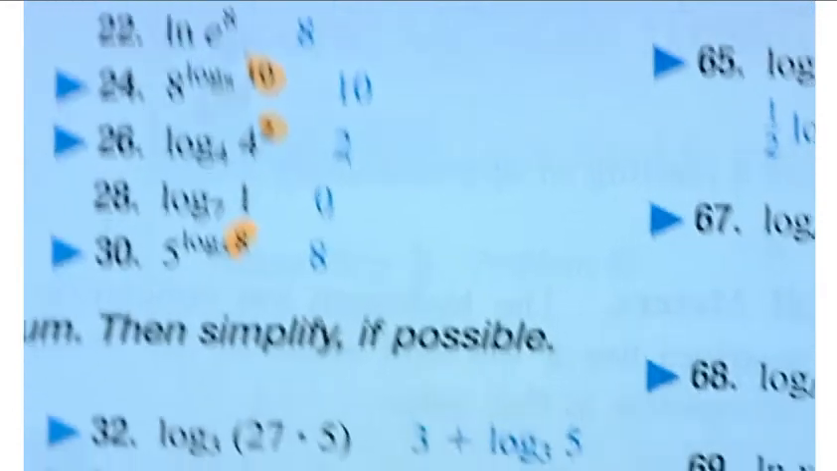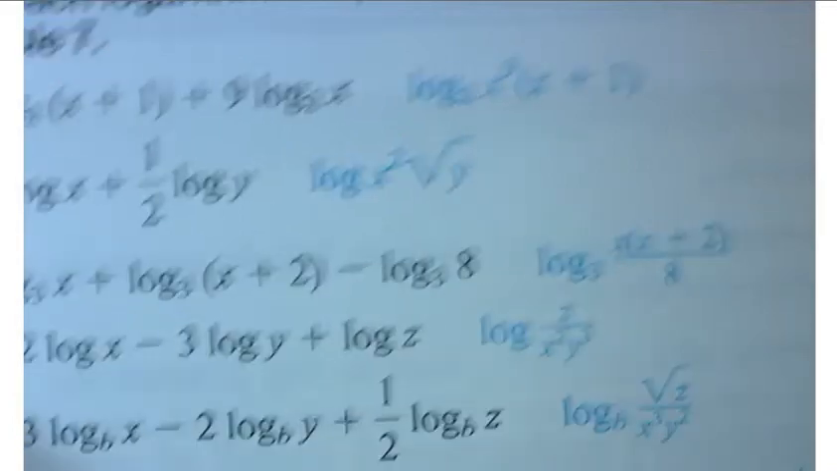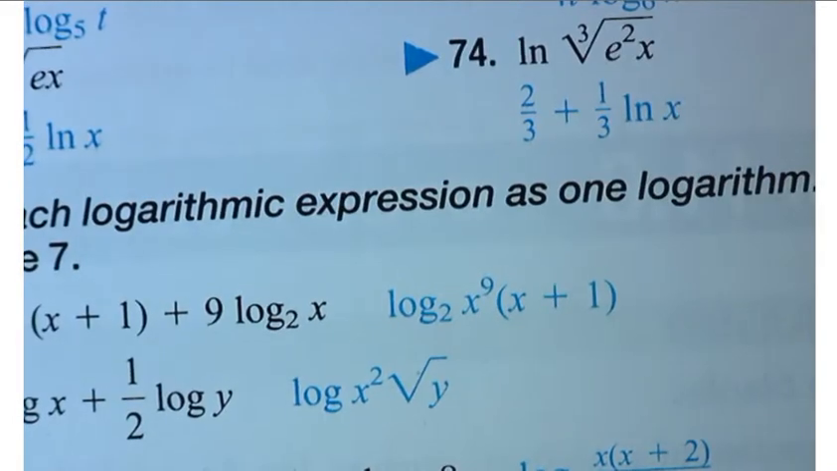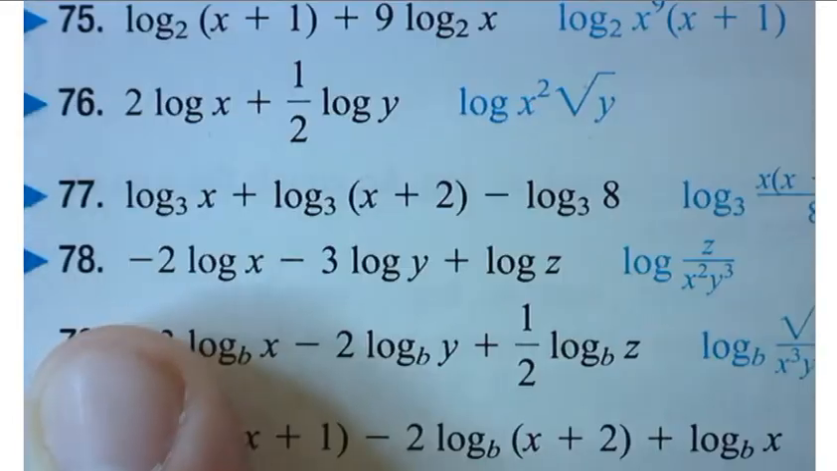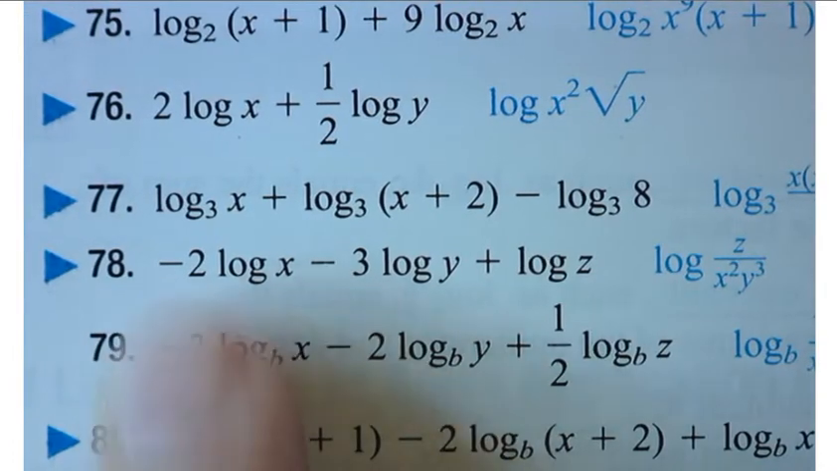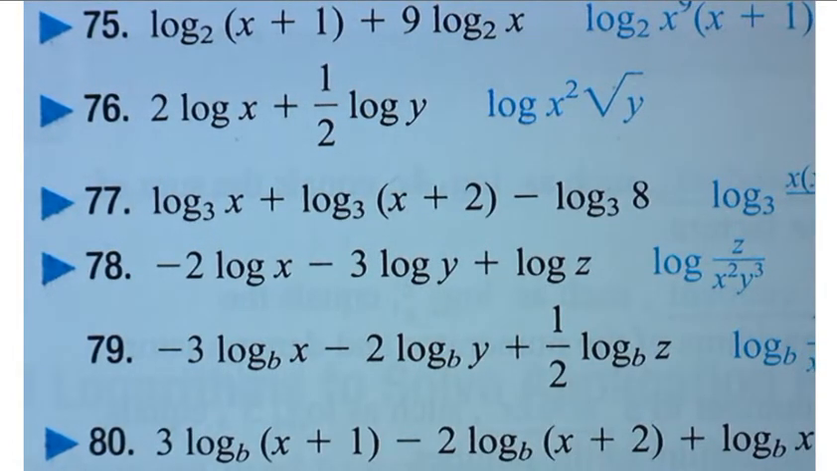Problems like number 77, where you end up using these properties in reverse. There was a great example of one of these things that we did in reverse. Does anyone remember it? When we started pulling all these things together and got one big logarithmic term?